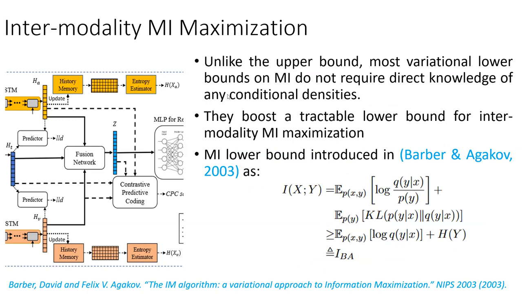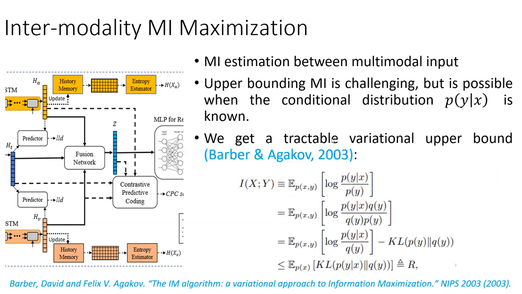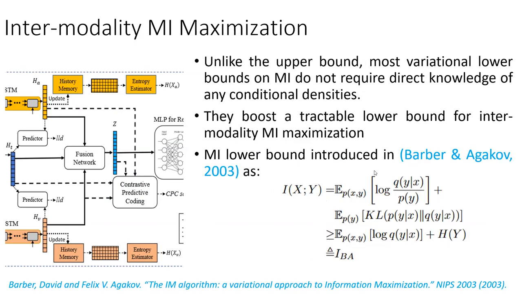But the theta in the upper bound, most variational lower bounds on MI do not require direct knowledge of any conditional densities. That's why the authors propose a tractable lower bound for intermodality MI maximization. To establish the initial MI lower bound, they introduced a variational approximation of P of Y, by dividing and multiplying with the conditional distributions and by taking the negative log of the terms.